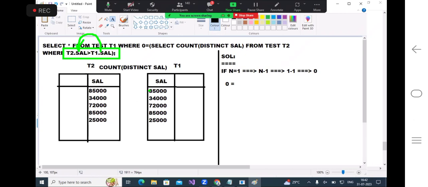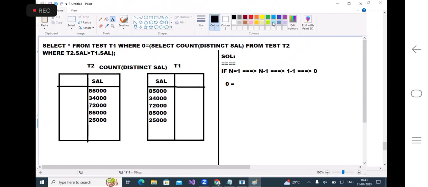So now I'm comparing 85 is greater than... Okay, because you are using the greater than symbol. How many values are there in the T2 table which are greater than 85? No value. No value means what does my count function return? 0. My count function returns 0.